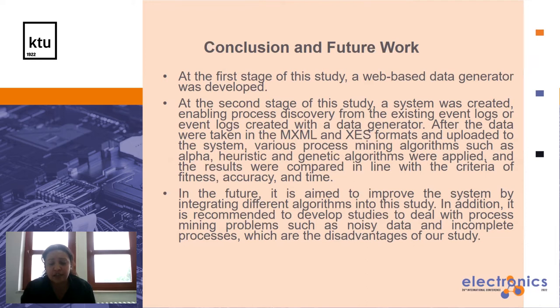And discovery. In the second stage, a system was created and process mining algorithms were implemented. Algorithms such as alpha, heuristic and genetic algorithm were applied, and the results were compared in terms of fitness, accuracy, and time. Comparing the results of alpha and heuristic algorithm, the heuristic algorithm yielded more successful results than the alpha algorithm, and the genetic algorithm gave better results than the heuristic algorithm in complex processes.